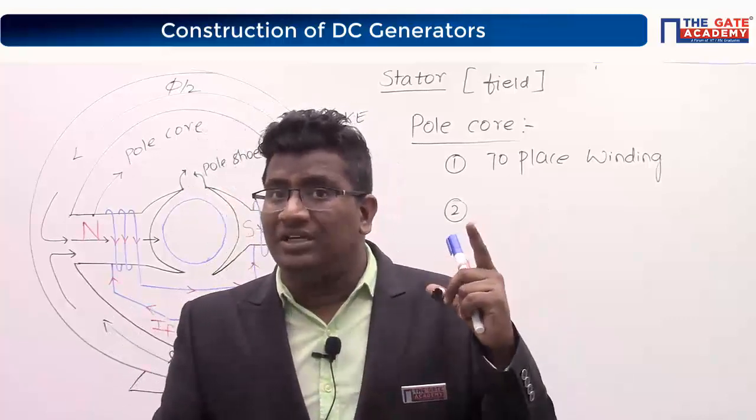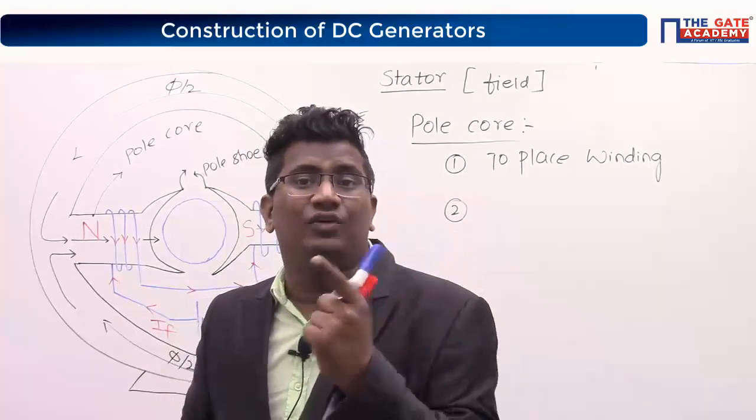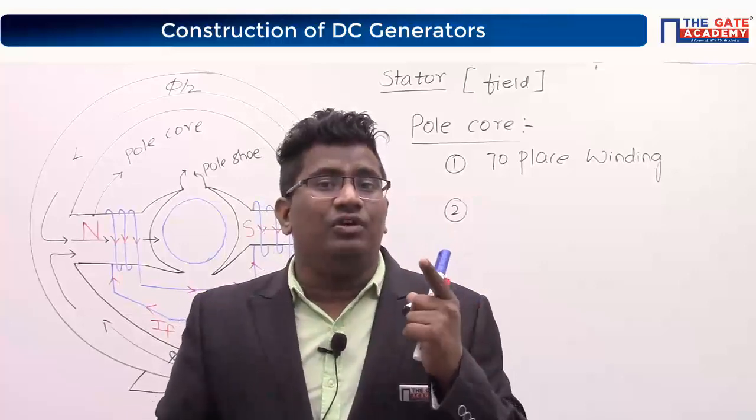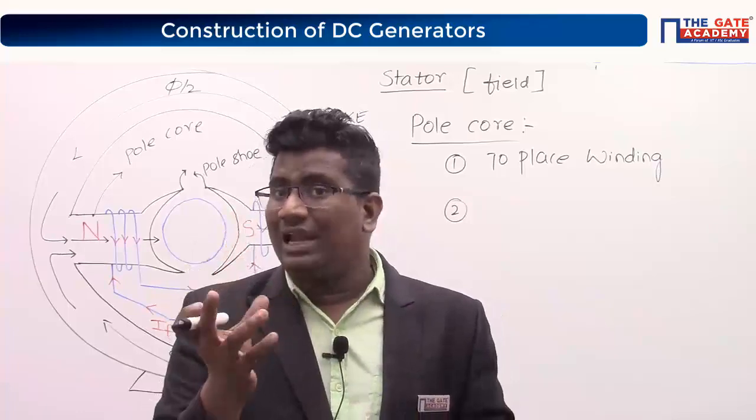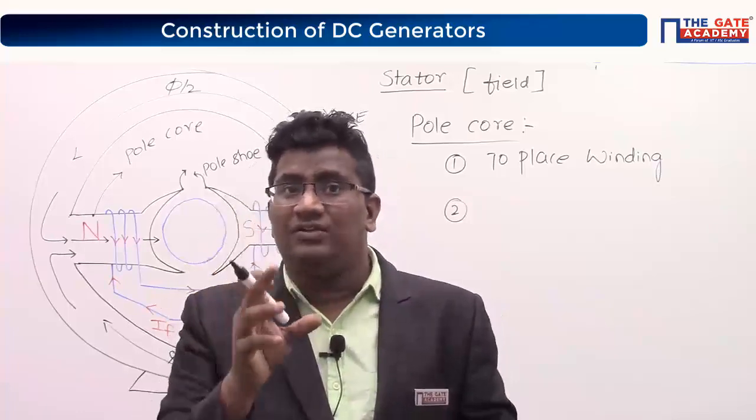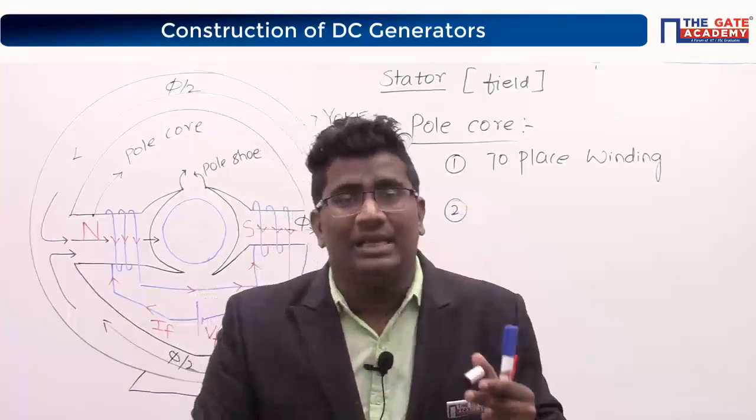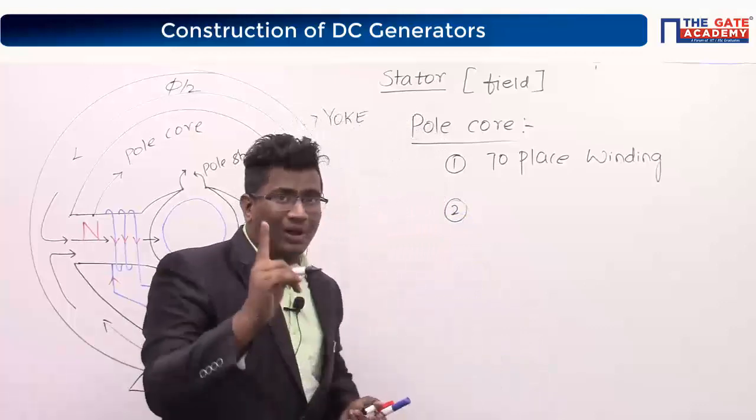Remember the two performance equations. Torque is equal to K into phi into Ia. Generated EMF is equal to K into phi into omega. In both cases flux is there. So varying the flux will control these two parameters. Yes. Now, one more thing.